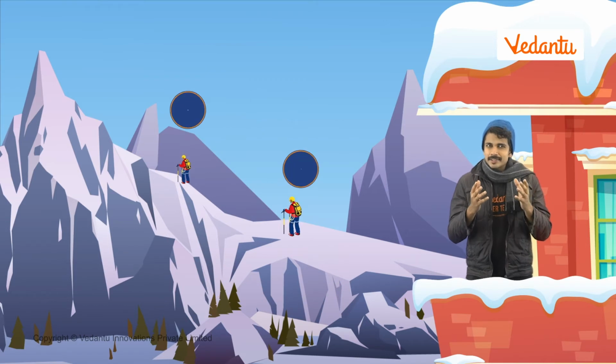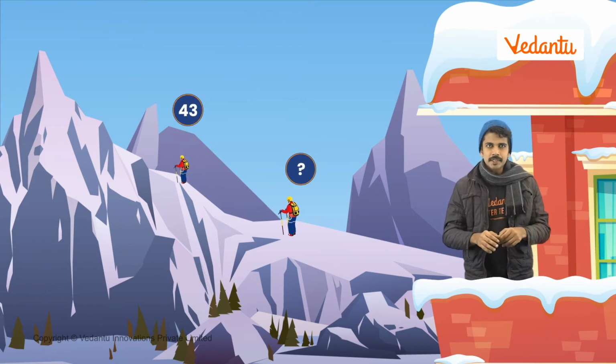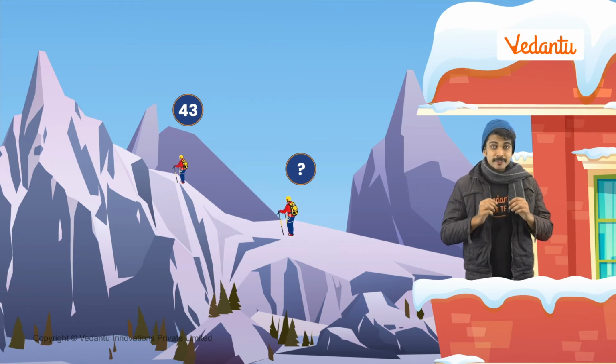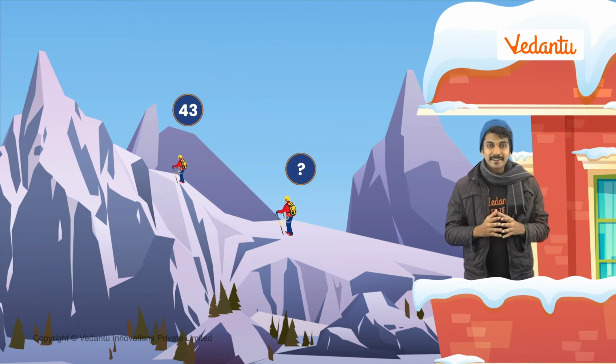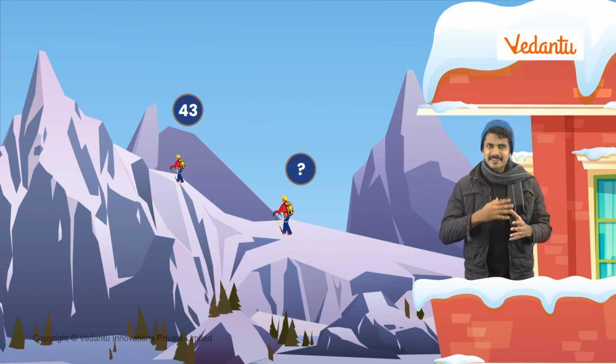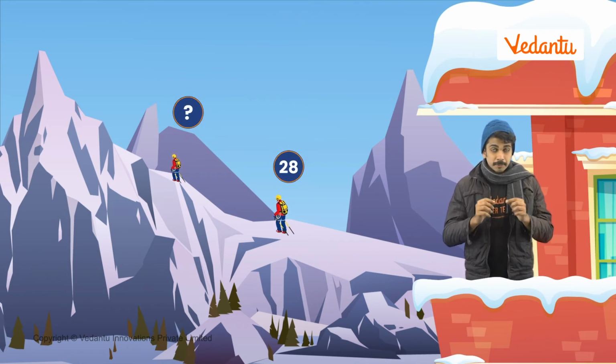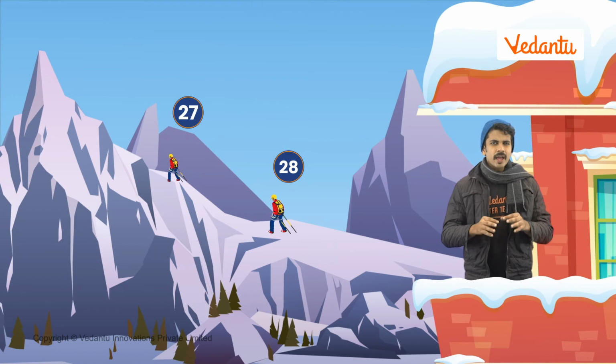Can you tell me the successor of 43? In other words, which hiker is following the 43rd hiker? The successor of 43 is simply the next number, 44. What is the predecessor of 28? The predecessor of 28 is simply the previous number, 27.